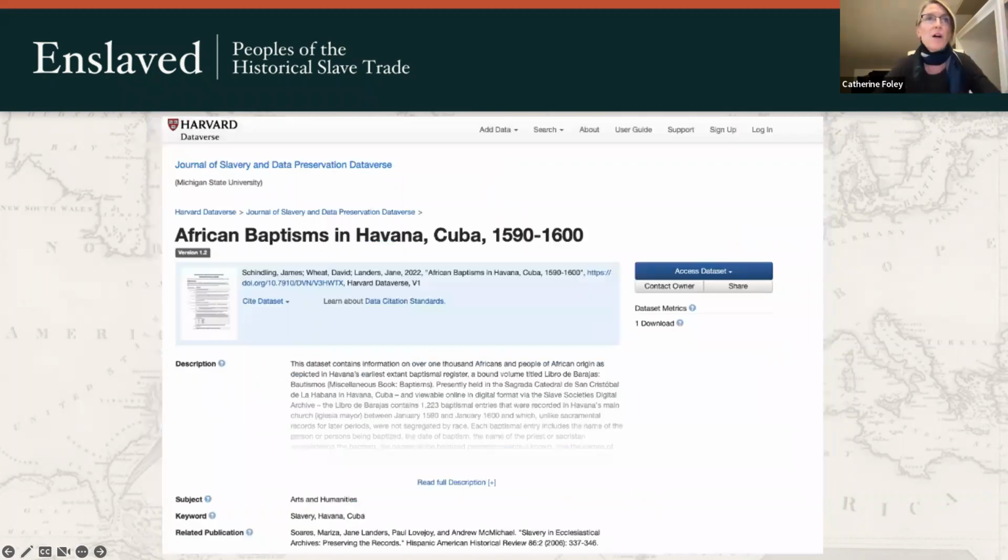Here's an example of one data set that's on Dataverse. This is the same example that we looked at previously. You can see here that there's a DOI available. This is a DOI for the data set, not the data article. And you can also see here that there are some data metrics about how many downloads. This is a new publication, so there's only one download, but this would allow a contributor to see how often their data was being used.